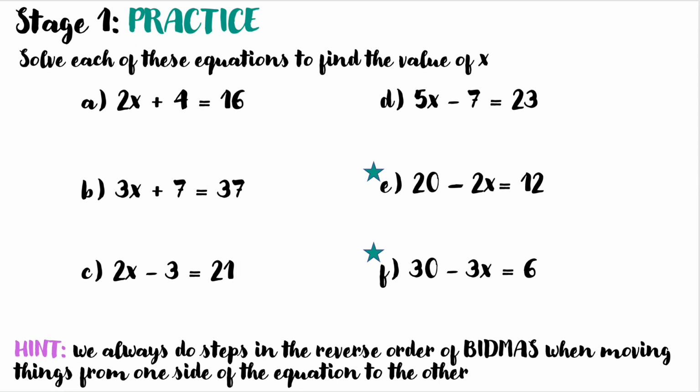So here are the practice questions for you. And remember, whenever we solve equations, we need to do the reverse of what BIDMAS would tell us to do. So BIDMAS tells us to do multiplication first and then the addition. So we do things in the reverse to move them. So we do subtraction and addition first and then multiplication or division.